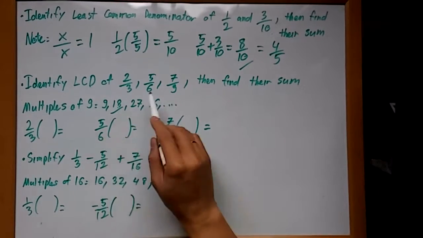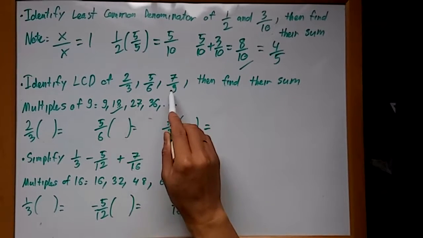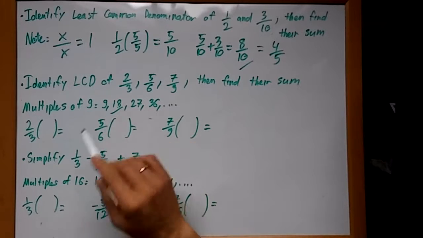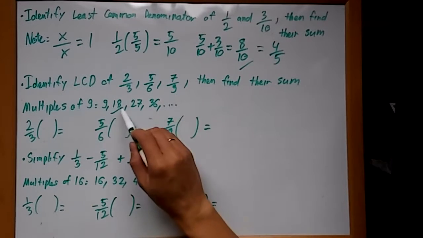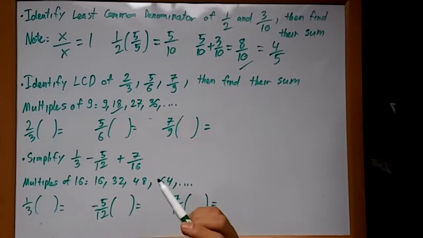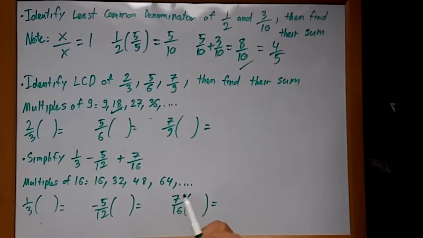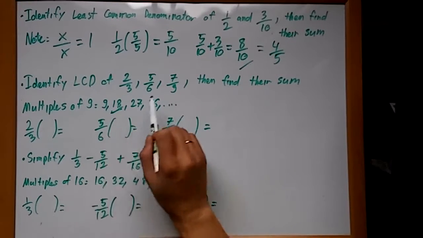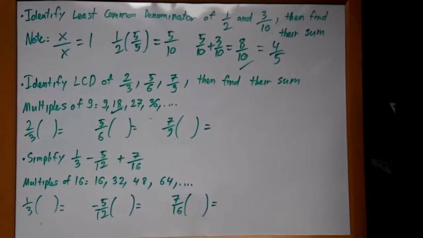So in this case, the first number 9, 6 does not go into 9, 3 does go into 9, so we can't use 9. The next multiple of 9 is 18. 9 goes into 18, 6 goes into 18, 3 goes into 18. So that 18 is our LCD. So now we must convert all three of these fractions to make the denominator 18.